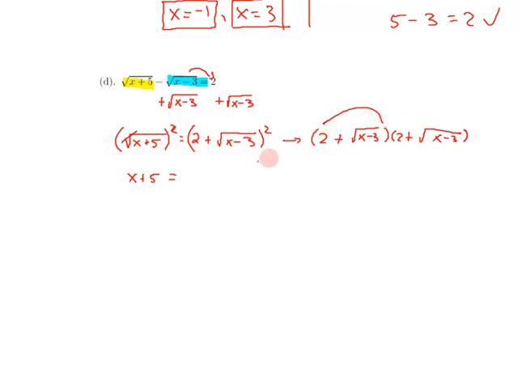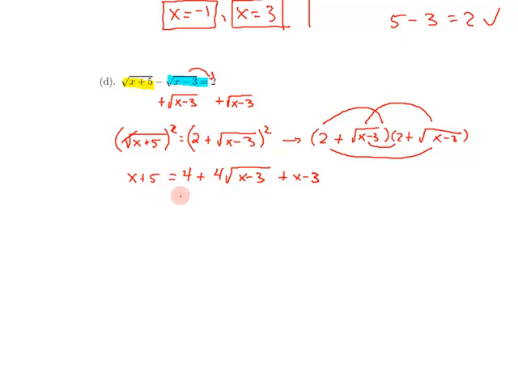So I have 2 times 2 gives me 4. The outside and the inside both give me 2 square roots of x minus 3, so that's plus 4 square roots of x minus 3. Right? That's the outside and the inside. Like I said, both of them is 2 square root of x minus 3, so added together is 4. And then the last terms together is the square root of x minus 3 times the square root of x minus 3, which gives me just x minus 3. Alright, it's the same as square root of x minus 3 squared. The radical cancels.